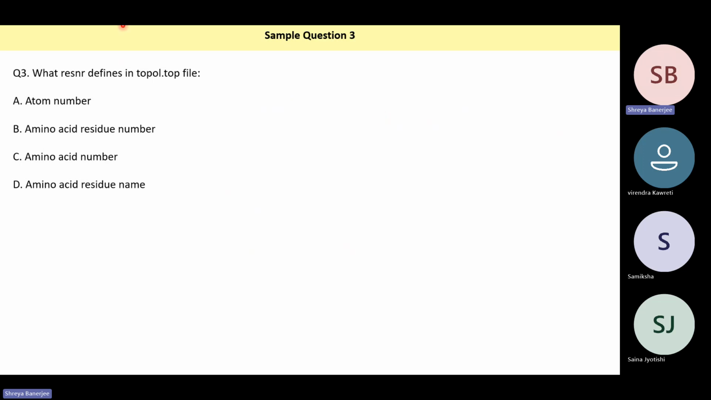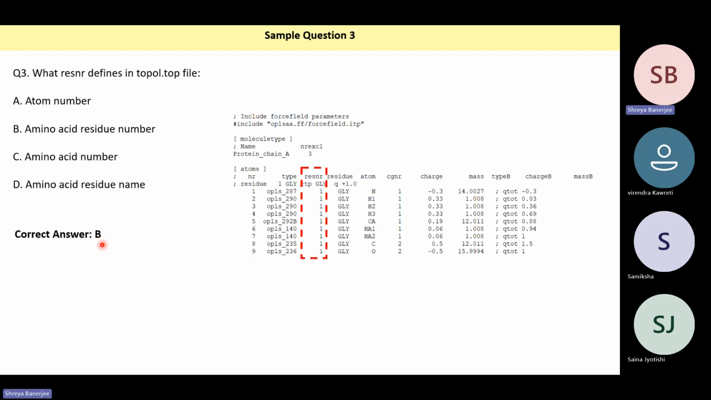This was not discussed, but I'll discuss it in the question. In the topology file, there is a term called RESNR. What does it stand for? I think you can guess it. From looking at it, can you guess? Residue, it's confirmed. Residue and NR for? Number. Yes, correct. So B is residue number.